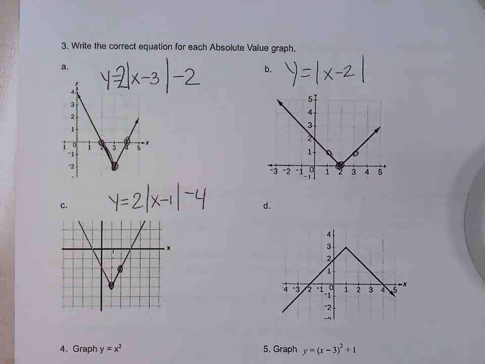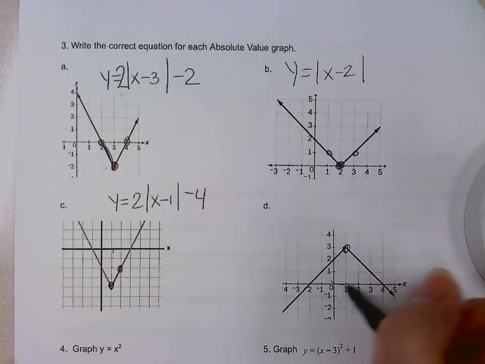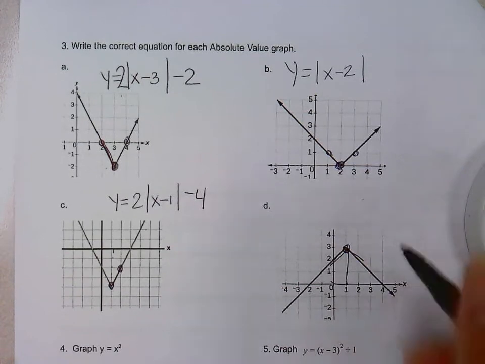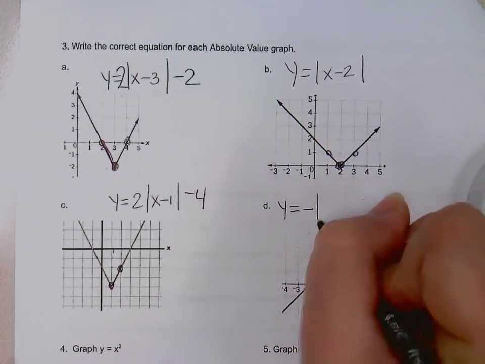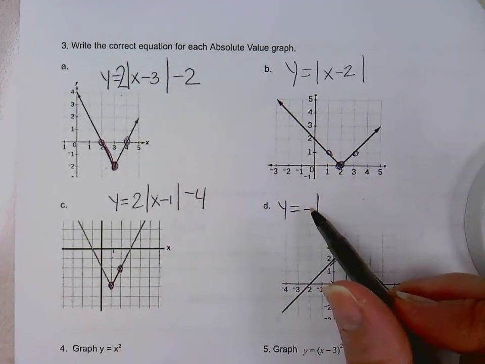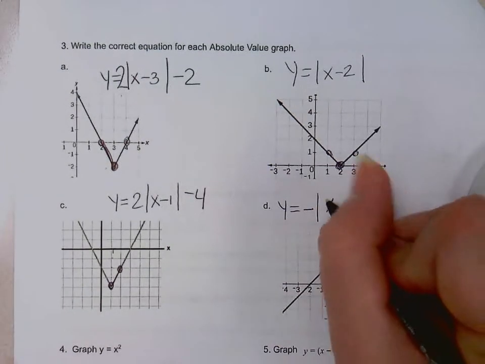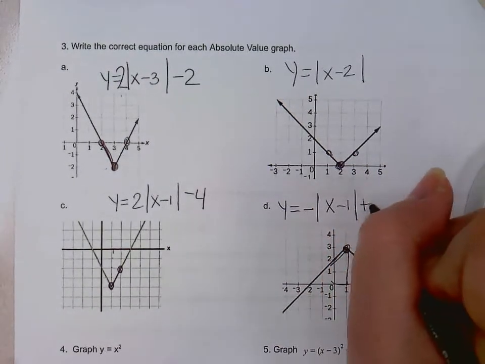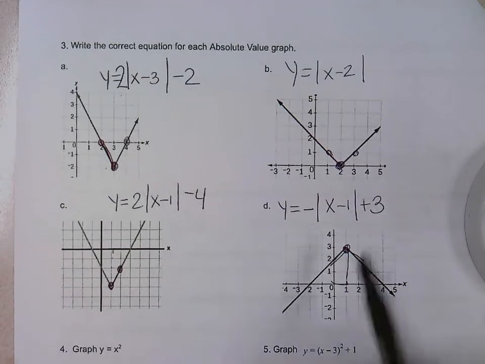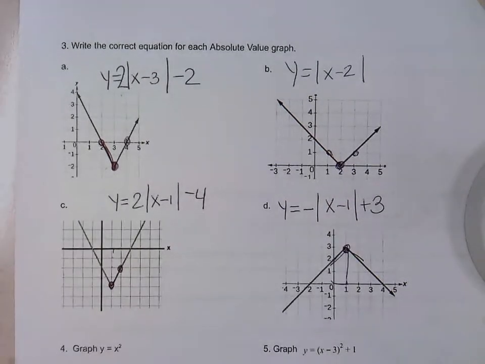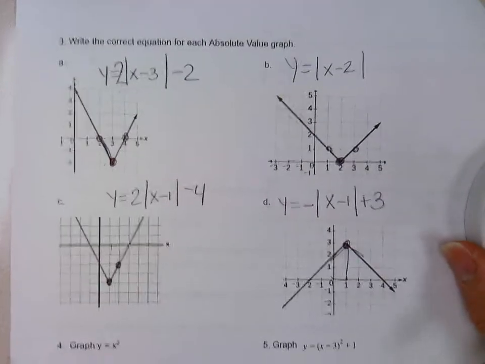And this one has been shifted right 1, up 3, and flipped upside down. There's my flip upside down in front of the function, right 1 and up 3. If it was left, it would have been a plus sign inside the parentheses.